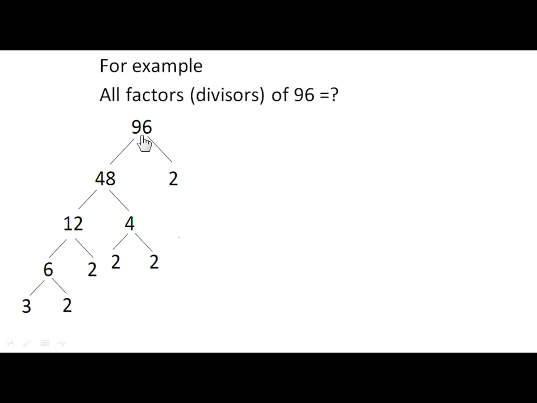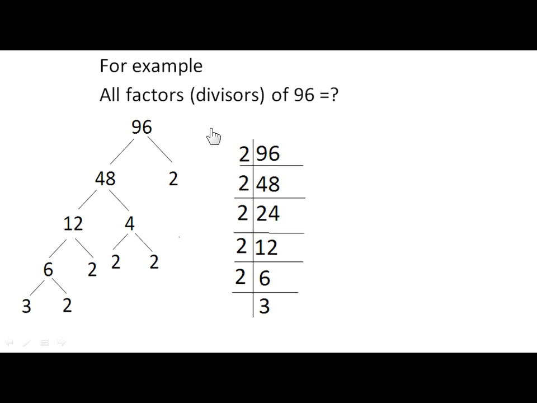Here I have written 96 as 48 into 2. Now again we divide 48 into 2 factors, 12 and 4, whose product is equal to 48. Again 12 is divided into 2 factors, 6 into 2, 6 again 3 into 2. In this way we finally get all prime numbers whose product is this number 96.